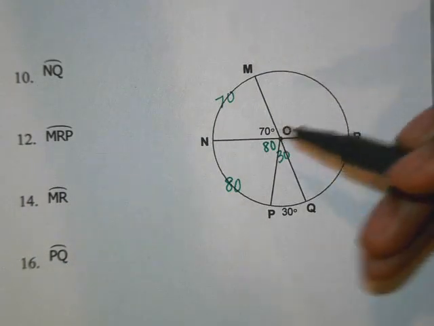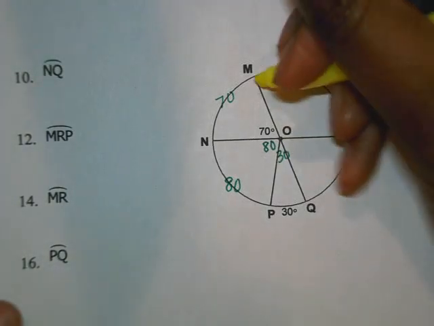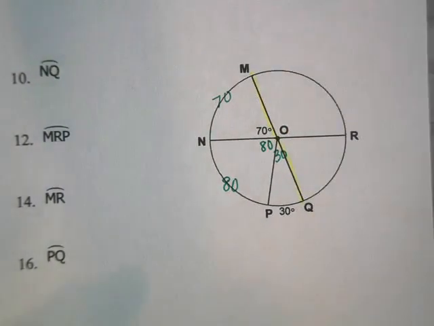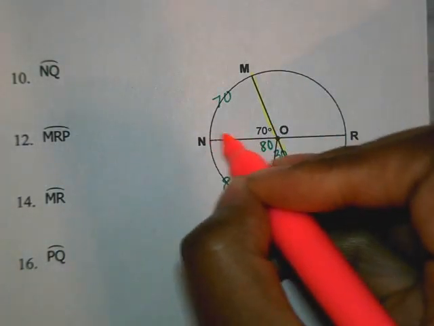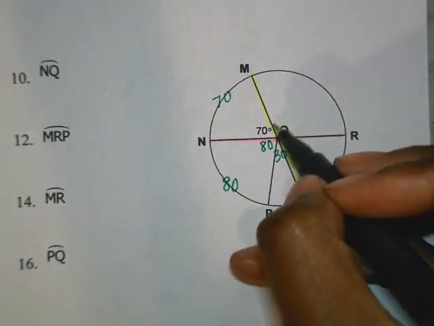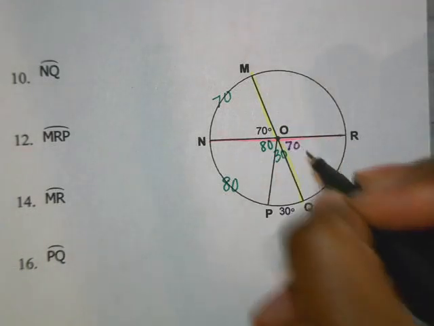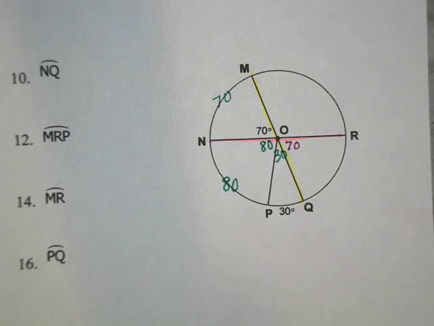All right, so you see that we have 2 diameters here. There's a diameter here, and there's a diameter here. An angle that is formed on 2 diameters will be the same. If this part over here is 70, then this part over here is 70. They're on the same diameters.